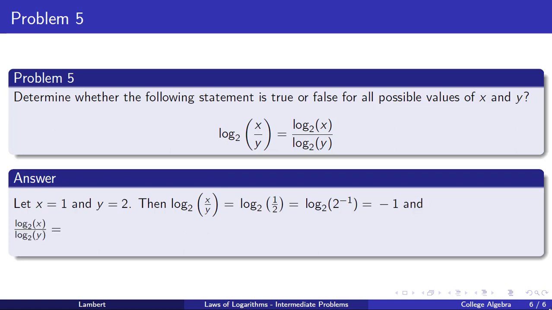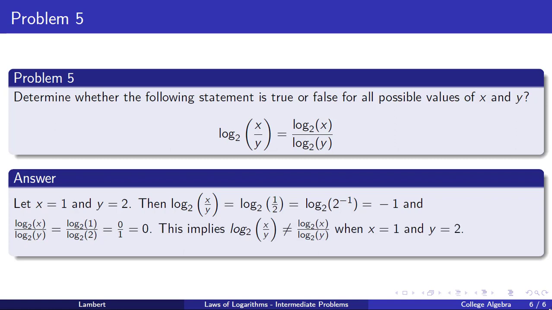However, when we change it up, if we do log base 2 of x divided by the log base 2 of y, what do we get? Well, we get the log base 2 of 1 over the log base 2 of 2. Well, log base 2 of 1 is 0, and the log base 2 of 2 is 1. So you get 0 divided by 1 is 0. 0 does not equal negative 1. So now we have something that falls apart once again. So this means they're not equal, and we have a false statement once again. So just keep an eye on those laws of logarithms. Make sure you're using them correctly. That's the big advice that I have for you when it comes down to it.